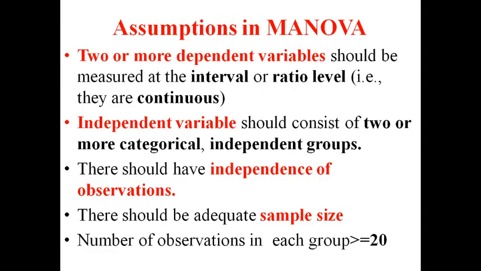So what are the assumptions in MANOVA? First, two or more dependent variables should be measured at the interval or ratio levels, that is they are continuous. Independent variable should consist of two or more categorical or independent groups. There should be independence of observations. There should be adequate sample size. The sample size should be large. Number of observations in each group should be greater than or equal to 20. The larger the sample size, the more robust the result. And also, for each level of the independent variable, the number of observations should be greater than or equal to 20.